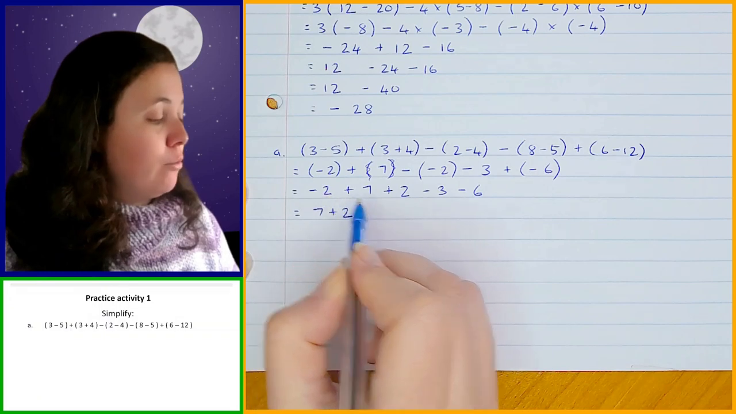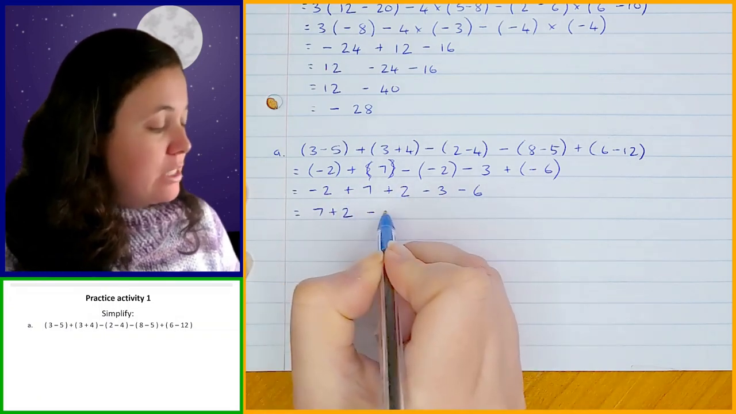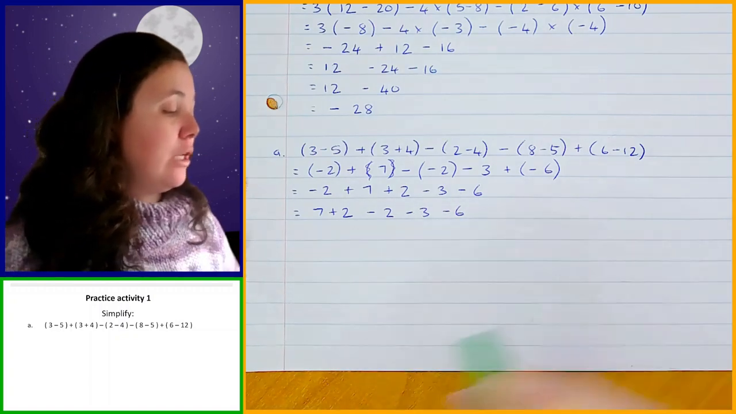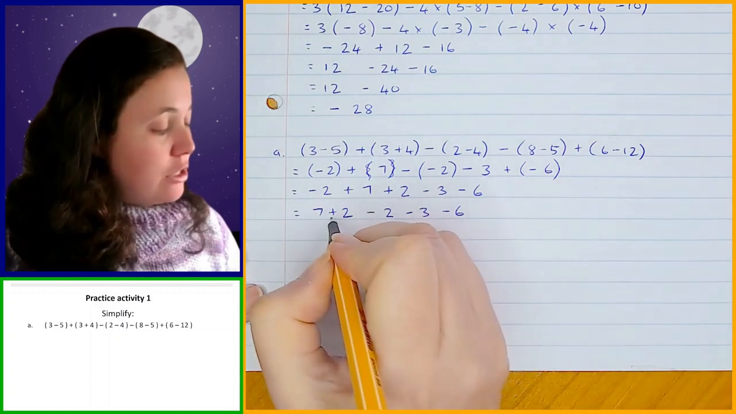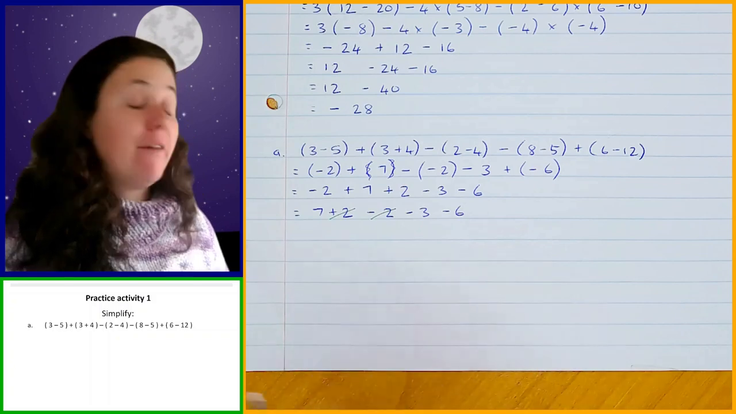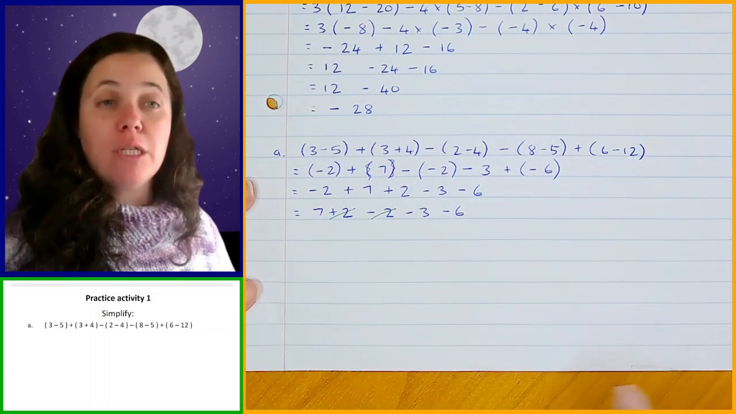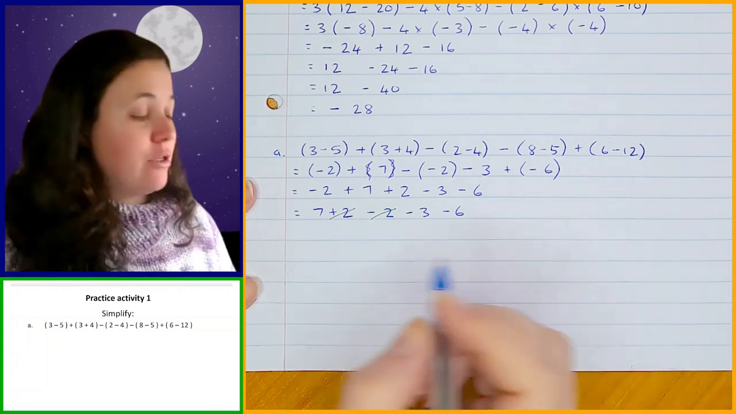Okay, so now I'm going to put all my negatives after this. So I've got minus 2, minus 3, minus 6. Now actually here, I could even have cancelled out the plus 2 and the minus 2. So I don't even have to worry about those. Remember, when you've got the same absolute value with one positive and one negative, you can just cancel them out.